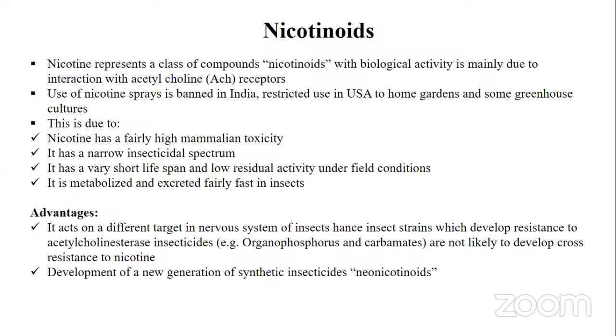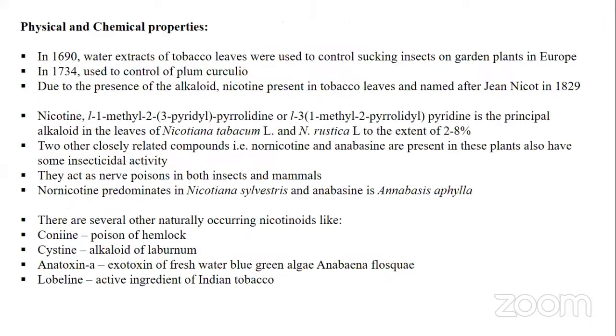It is due to nicotine having a fairly high mammalian toxicity. It has a narrow insecticidal spectrum. It has a very short lifespan and low residual activity under field conditions. And it is metabolized and excreted fairly fast in insects. If you look at the advantages of the nicotinoids, it acts on a different target in the system of the insects. Hence, insect strains which develop resistance to acetylcholinesterase insecticides are not likely to develop cross resistance to nicotine, which led to the development of a new generation of synthetic insecticides, which are called neonicotinoids.